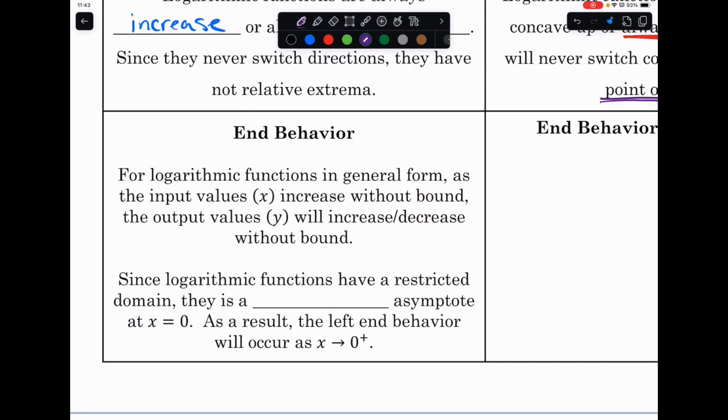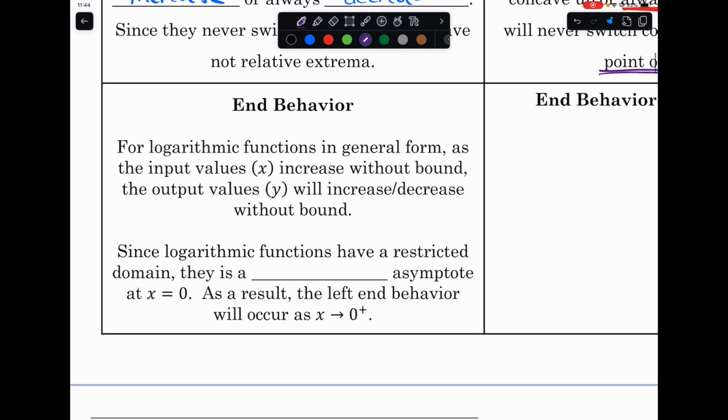Let's now move on to end behaviors. Now, for a log function in general form, as the input values of x increase without bound, the output values are going to either increase or decrease without bound. So there is no horizontal boundary on this because it's a reflection of the exponential equation where we have a horizontal asymptote. The reflection of this is going to end up resulting in a vertical asymptote. Every log function on its domain as a result has a vertical asymptote at x is equal to 0.